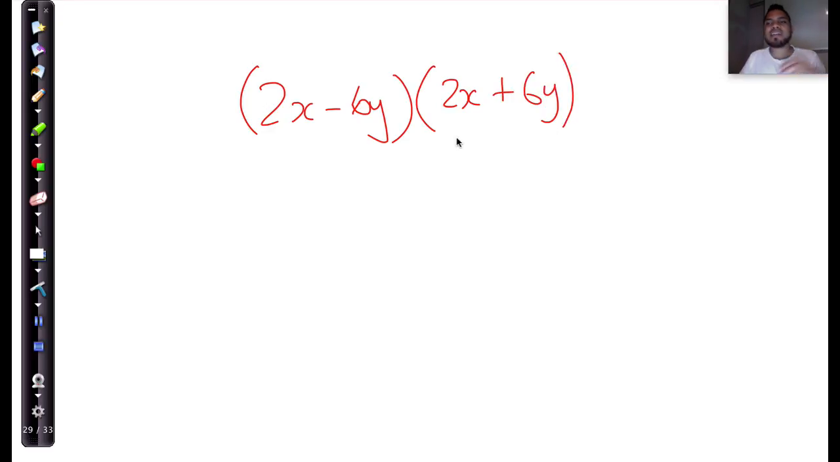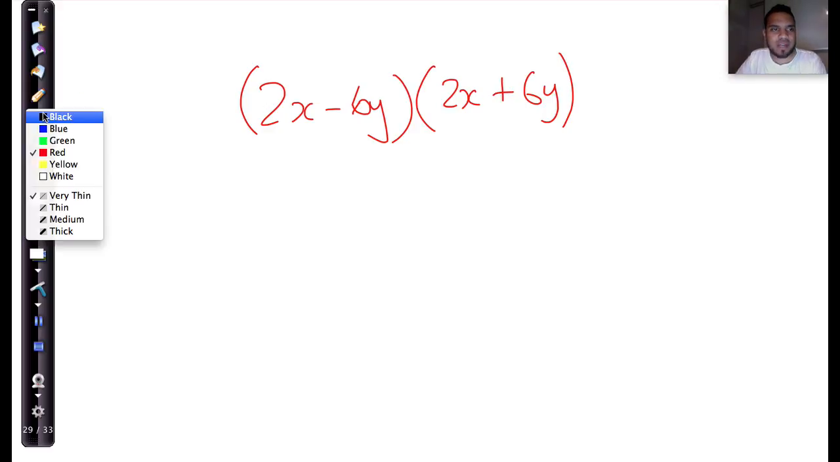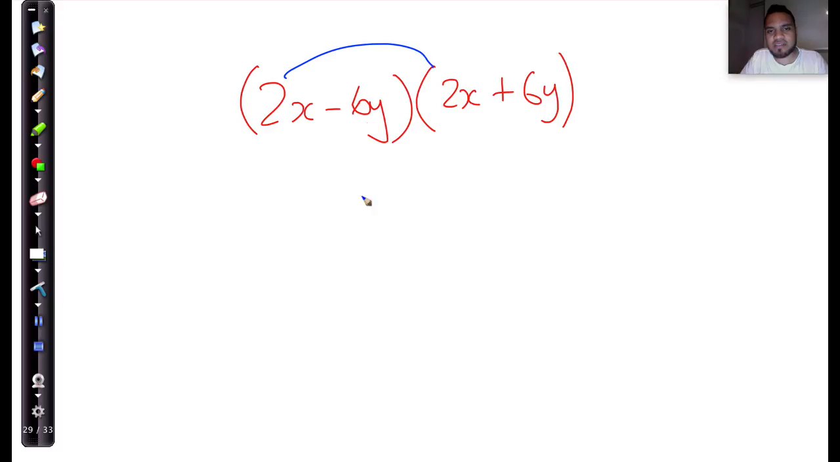Now this is clearly a difference of squares because I've got one factor with two terms and another factor with identical terms. The only key difference is that these factors are separated by a minus sign and those are separated by a plus sign. So what I'm going to get is just the first, then I put the minus down, and then I multiply the last. Very, very easy.